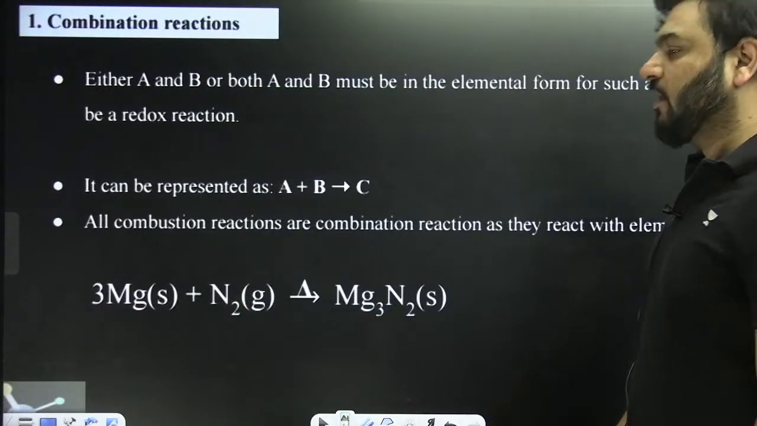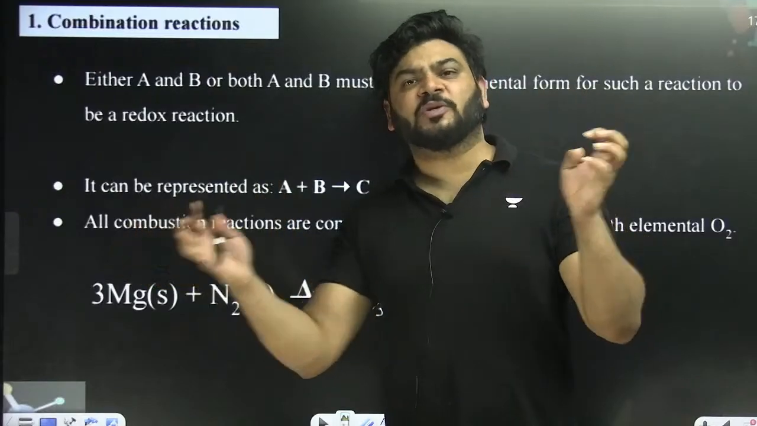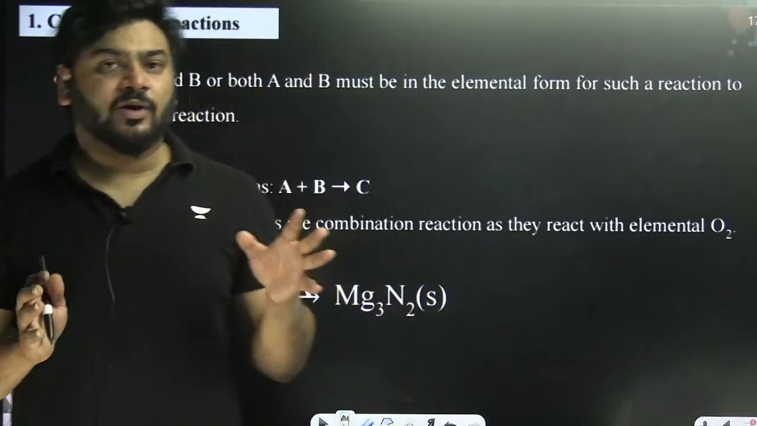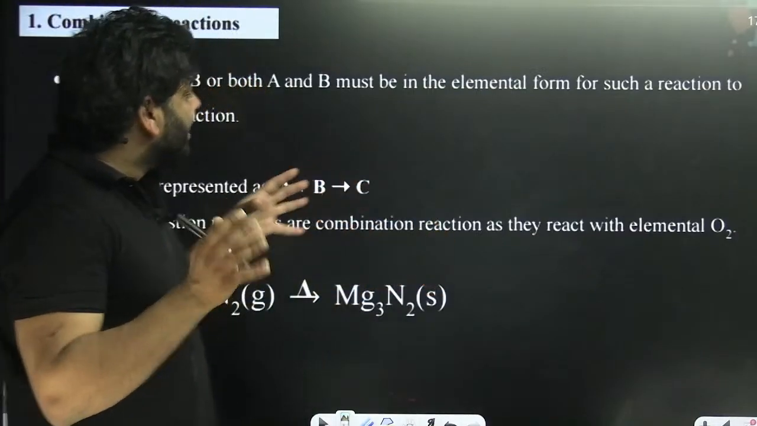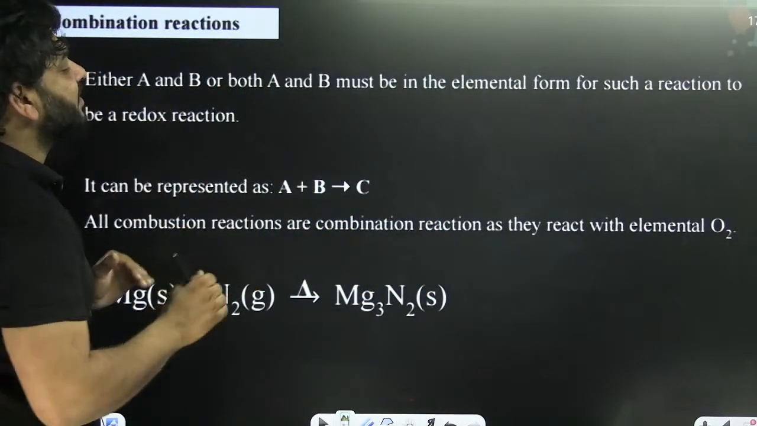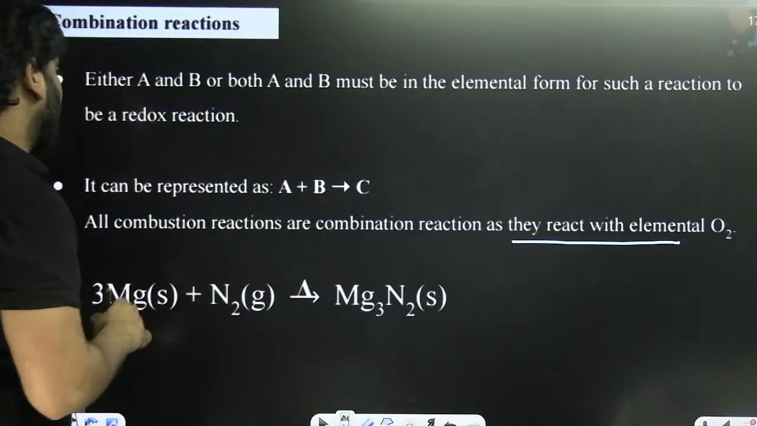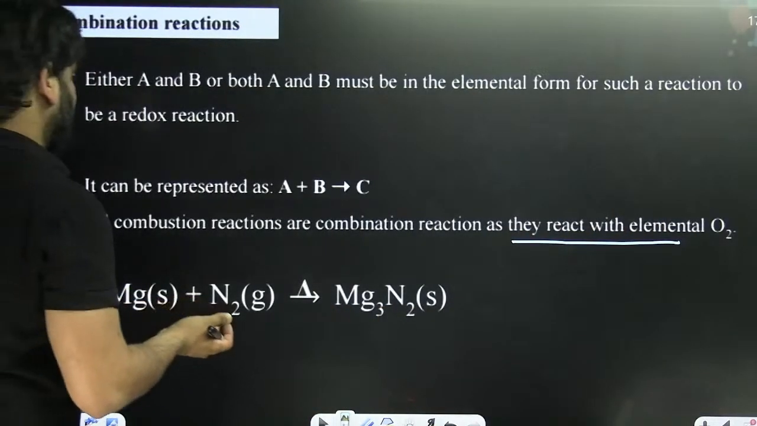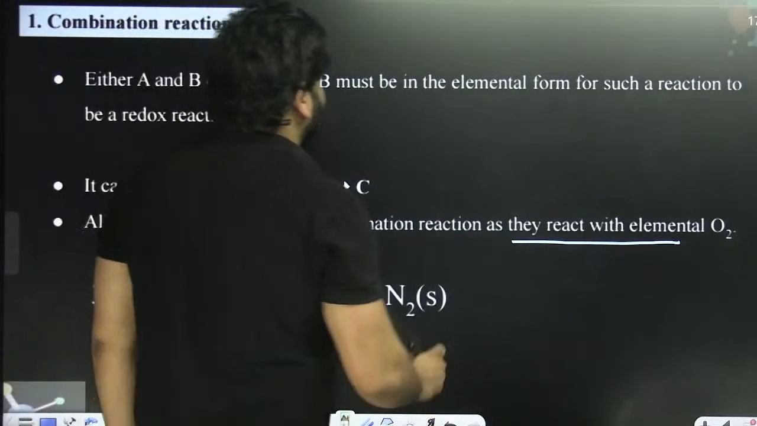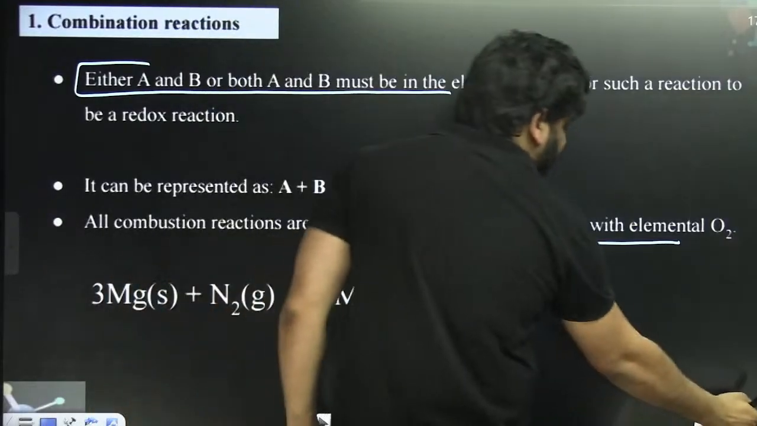Let us start with the very first, called combination. The name itself suggests that whenever two species are added giving one single output, such kinds of reactions are called combination reactions. But there is a condition that at least one of the species which we are adding must be present in its elemental form. Either of the A or B which are combining must be present in its elemental form.